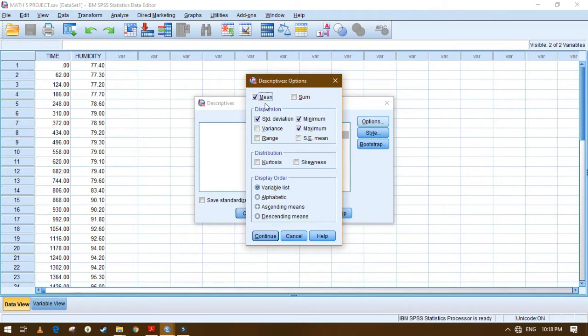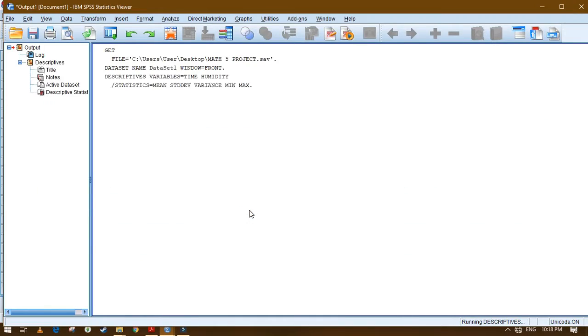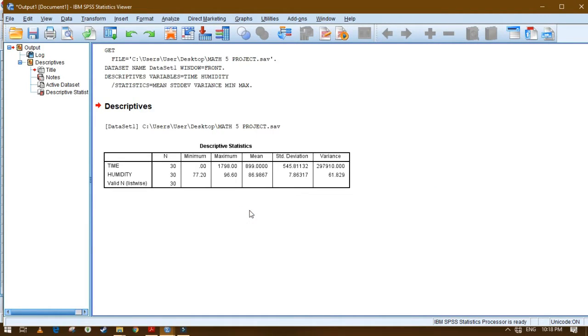Here you need to choose what the information that you need. So here has the standard deviation, minimum value, maximum value, and we also need a variance. Okay, and then continue. After all setting, click OK, and the data will show in the screen.